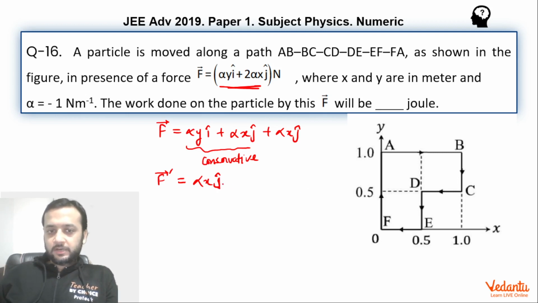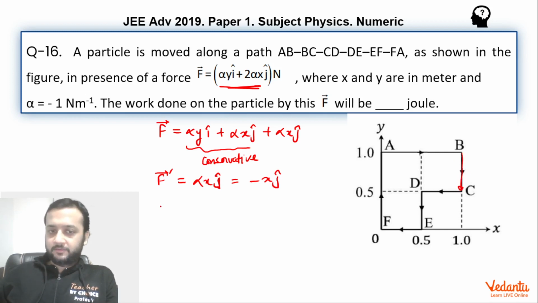The force has only j component, and if you put the value of alpha as negative, this becomes minus x j cap. So the force is only in the j direction. On this part, x is 0, so there will not be any work done. On this part, the displacement is in the positive x-axis, so force is perpendicular to displacement, and hence there will be no work done. On this part, x has a fixed value of 1, so force becomes minus j cap, and displacement is also in the negative direction and is of the value 0.5.